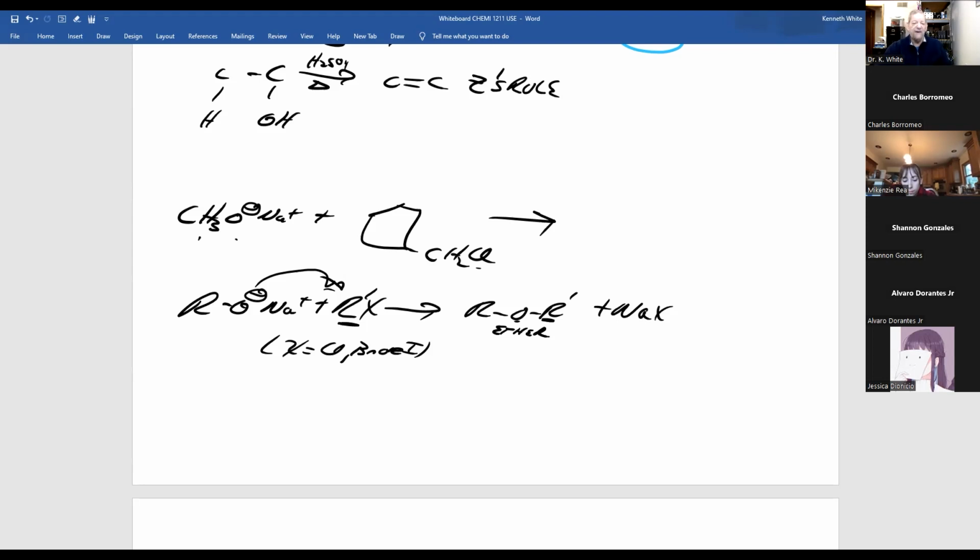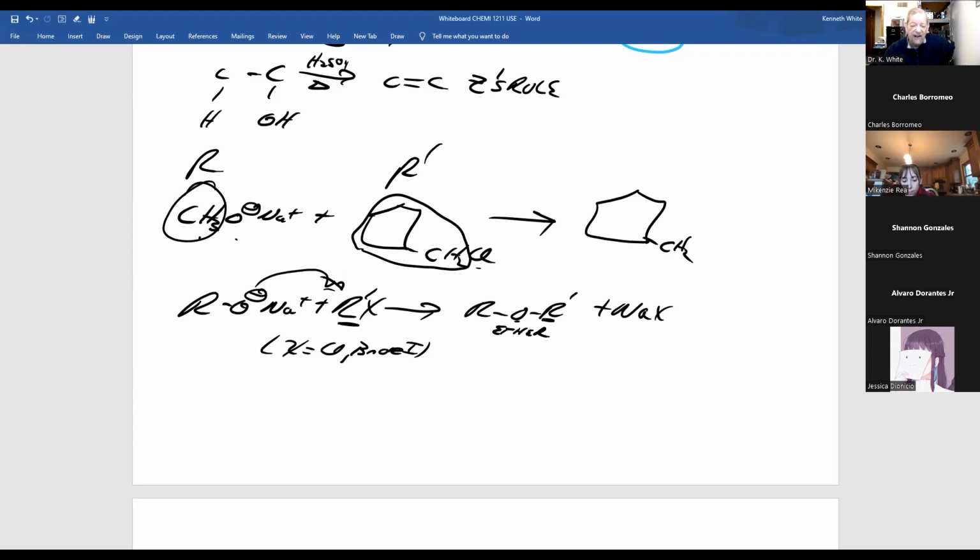Do you break carbon-carbon single bonds? No. So I have my ring, my CH2. This is my R prime. This is my R group. It doesn't matter which you put on either side of the oxygen. You could have the R prime. You could have also written it this way. And this is the carbon with the halogen. It'll be bonded to an oxygen.